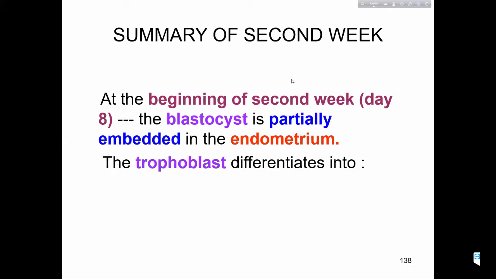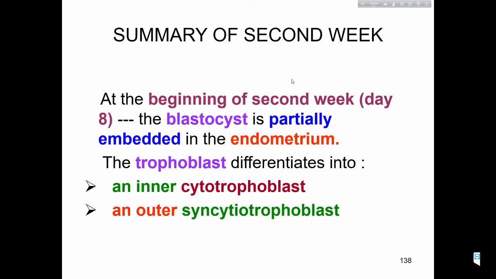Now, summary of the second week again. At the beginning of the second week, the blastocyst is partially embedded. The trophoblast differentiates, again I'm repeating, into an inner cytotrophoblast and an outer syncytiotrophoblast.